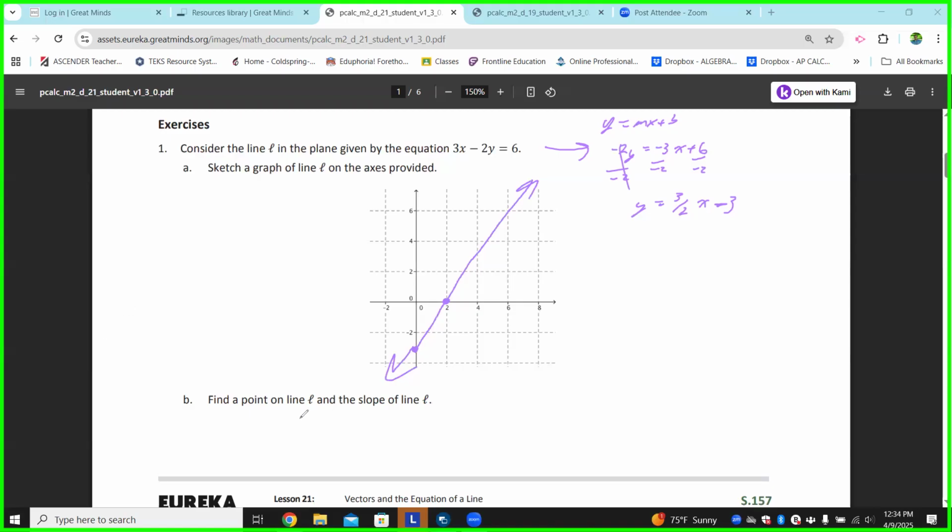Part B then says find a point on line L and the slope of line L. So we found a point. What was our point? Ooh, I like that. So you could technically do 0, negative 3 is where I was heading, but then you could use 2, 0. I'll take that one as well, right? Because we did find that point. That's perfect. Either one would have been fine. Find a point on line L, and then what was the slope?